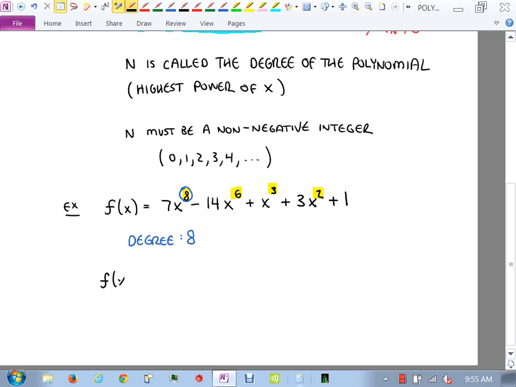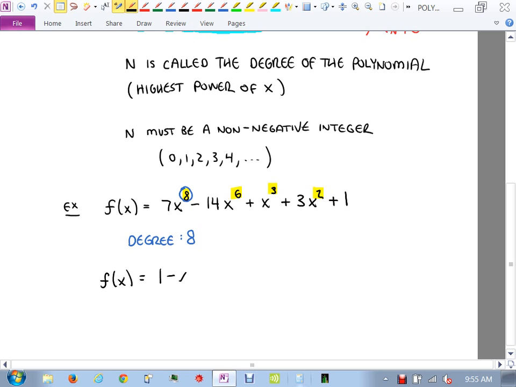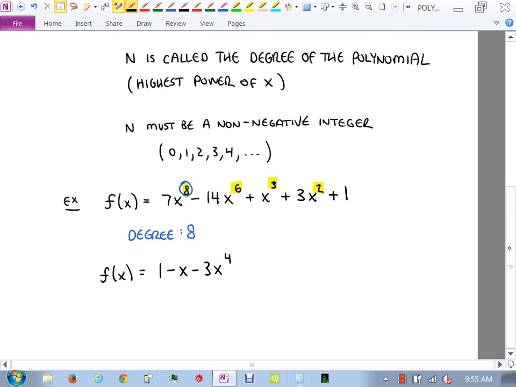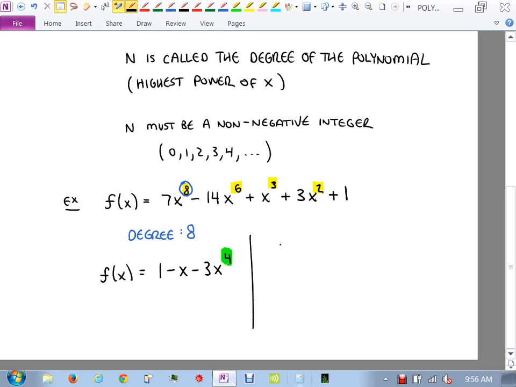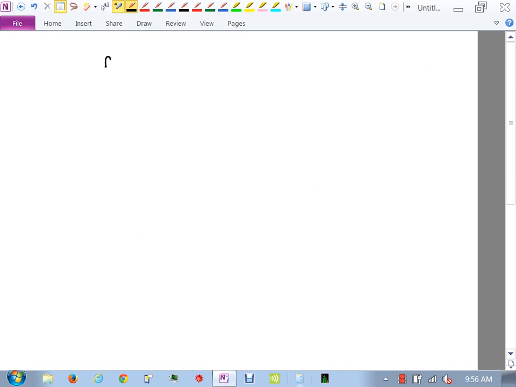How about this? f of x equals 1 minus x minus 3x to the 4th. That is a polynomial function, right? What's the degree? Fourth degree. So that's a fourth degree polynomial. I'm going to do the next one on a different page. Here we go. I'm going to switch to a new page. How about this one? f of x equals 5x squared minus 9.